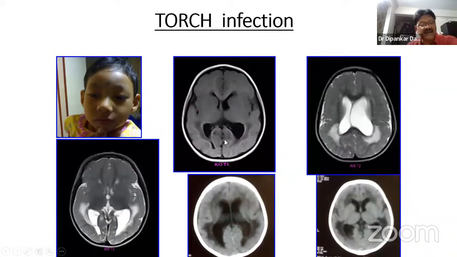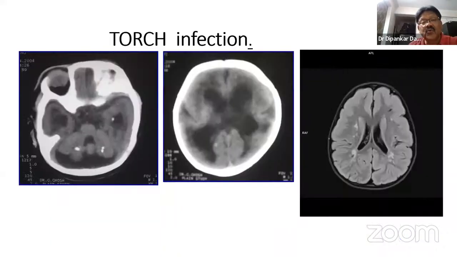These are classical TORCH infection findings, as Dr. Arundhati has just described. These are areas of white matter abnormalities. Along with that, there is pachygyria, that means thickening of the cortex, reduced sulcation, and dilatation of the ventricles. This was a known case of TORCH, and you can see periventricular and cerebellar calcifications here also.